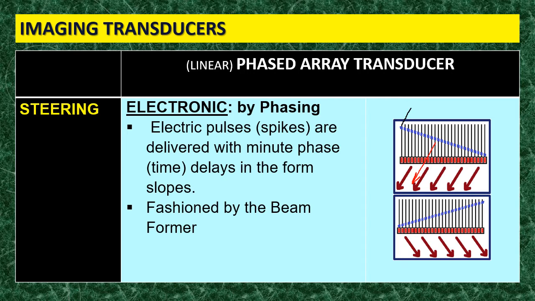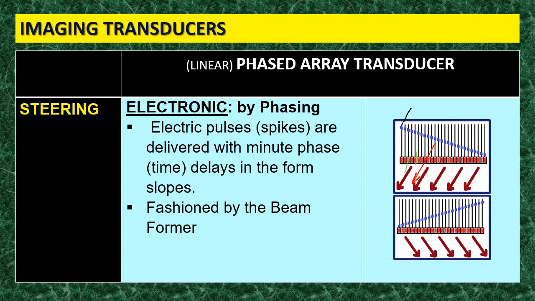Let me take another color, like here, for example. There's here one active element, there's another active element. Each one of these is having one wire. Each wire is delivering one pulse. So how many pulses are there? Many pulses, based on the number of elements. These pulses are delivered, but not all at the same time. That's why they are called minute time delays.